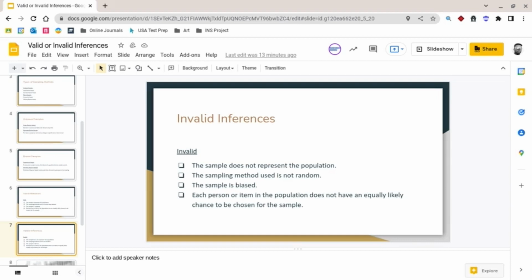Invalid sampling methods are when the sample does not represent the population, the sampling method used is not random, the sample is biased, and each person or item in the population does not have an equally likely chance to be chosen for the sample.